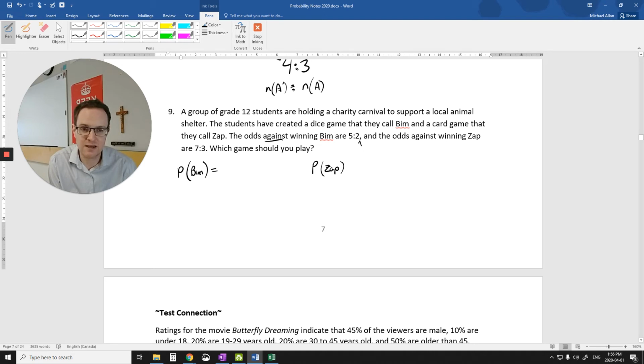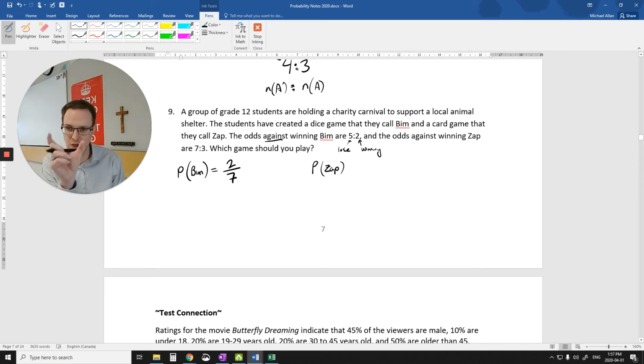So I want to go over here and say, okay, here's the 2. This is the chances of winning, and this is the number of times you lose. This is the odds against. So you're losing 5 times, and you're winning 2. That means you're losing 5 out of 7 times, right?